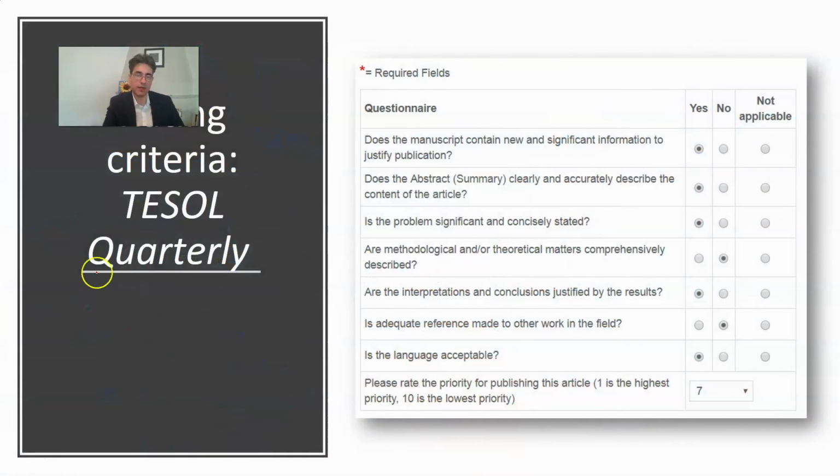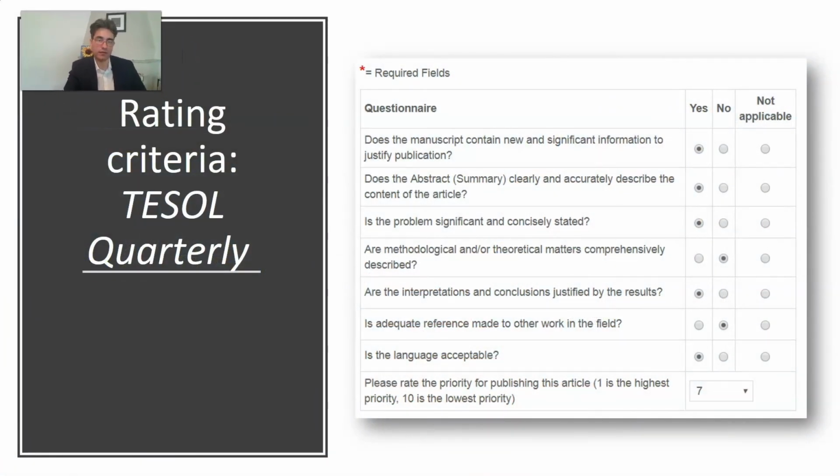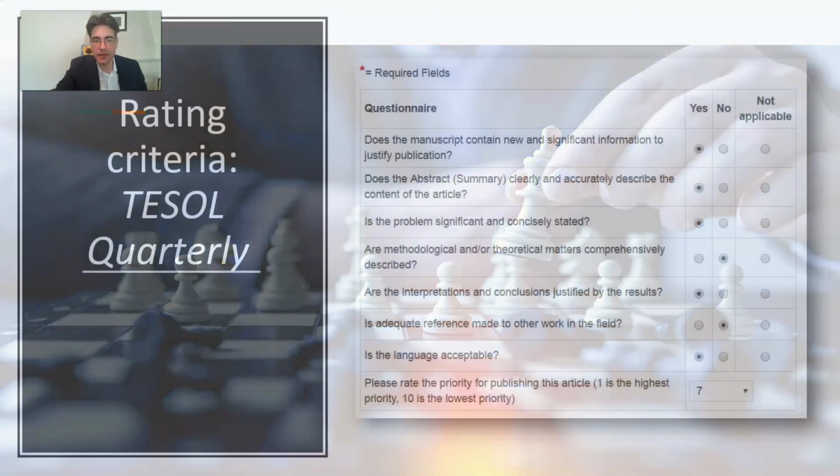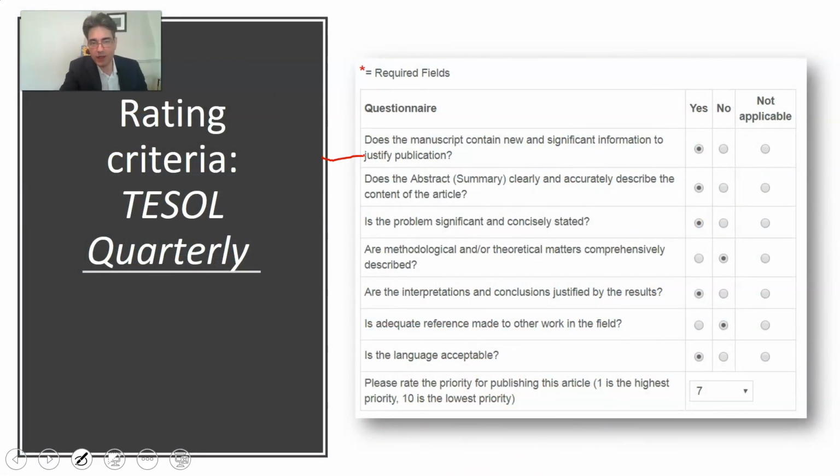And indeed, this is what happens in real life. For example, these are the rating criteria that I see when I review for TESOL Quarterly. The very first question that we're asked as reviewers to help us decide whether or not a paper is suitable for publication in this particular journal is: does the manuscript contain new and significant information to justify publication? New. What is new about it?